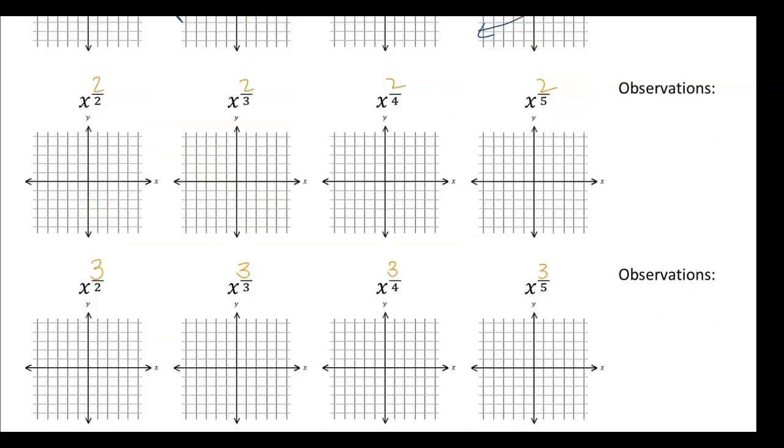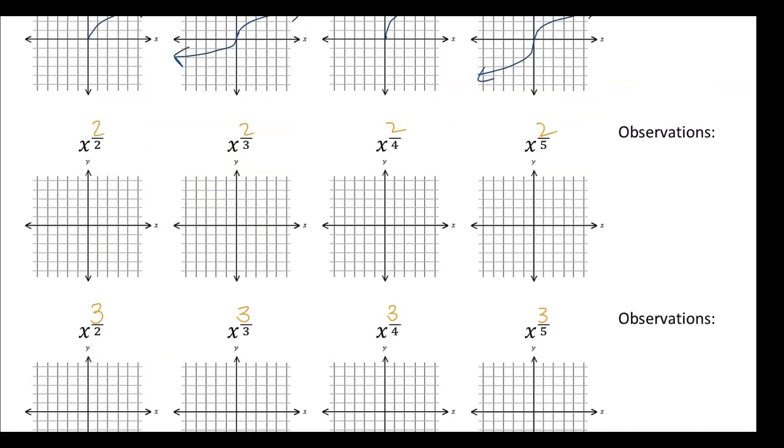Before you finish, look at 2 over 2. What does 2 over 2 simplify to? So that's x to the first power. What kind of line is x to the first power? It's a linear function, so it's literally going to be a line. You can graph it on your computer in a second when you get a chance.